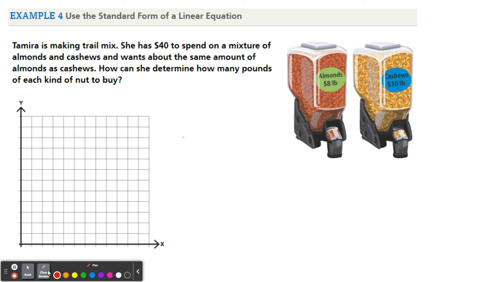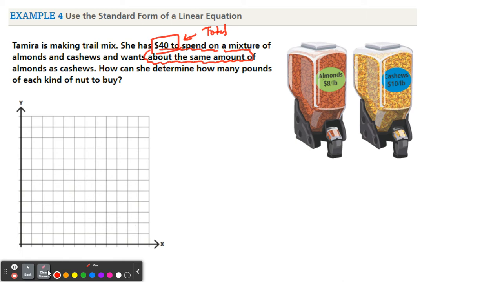So again, remember, this $40 is our total. Whenever they give you the total, that's the constraint. That's how much money you can spend. Probably going to use standard form. Now, this is interesting. She wants about the same amount of almonds and cashews. So we're going to take a look at the equation, graph it, and try to pick a point on the graph that would get about the same amount of almonds and cashews.